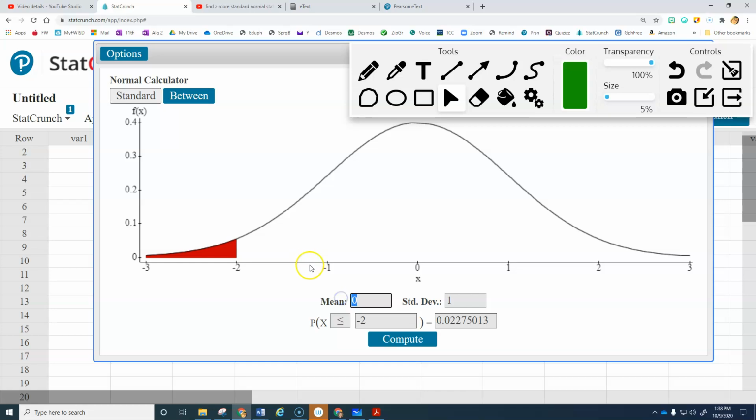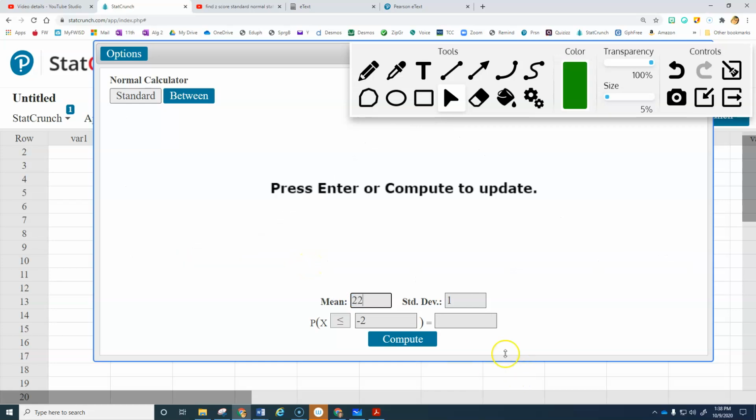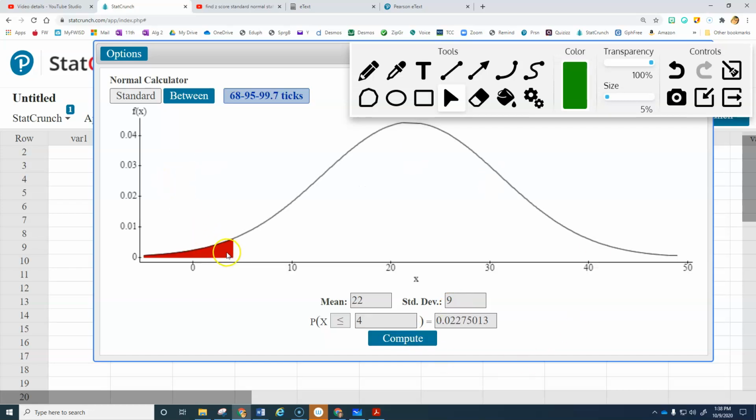You can type in your mean, which they told us was 22, and you can type in your standard deviation, which is 9, and then you can just go ahead and use the x value that they gave you. Now that really is x is less than or equal to 4. The mean is 22, the standard deviation is 9, and then they show you what it looks like, and it's still the same area, 0.0228.